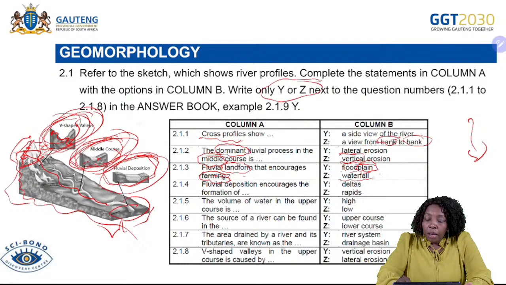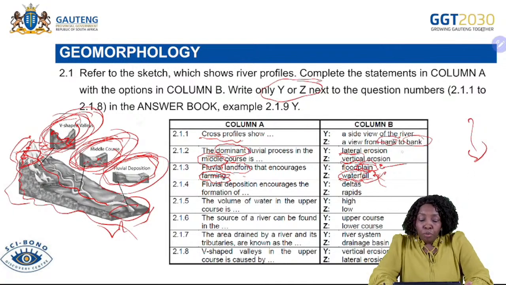And then a waterfall, we've all seen what waterfalls are like, but do you think farming can take place in such an area? I don't think so. Therefore, the correct answer here would be, this one would be wrong. And then the correct answer would be a floodplain. So that one would be a fluvial landform that can encourage farming because it is flat.